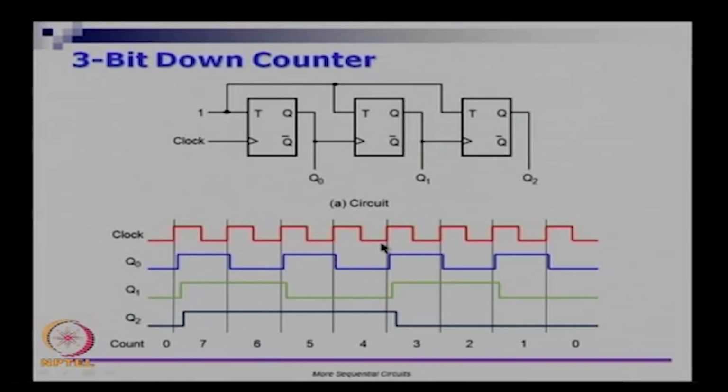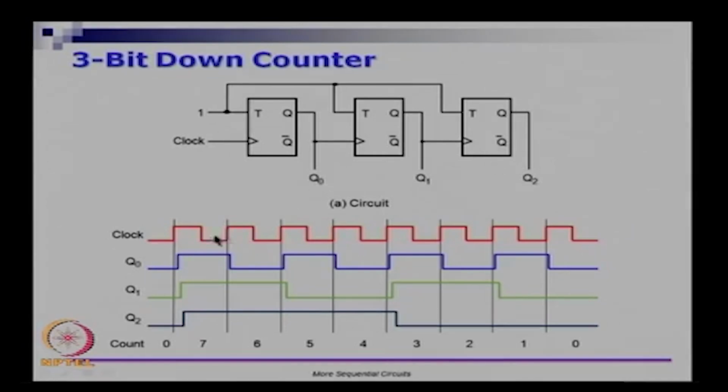Equivalently, we have something called a down counter. A 3-bit down counter is a very minor change. You take the same 3 flip flops and connect all the toggles to 1. This time, instead of connecting Q bar to the clock input, connect Q to the clock input. So we are connecting this Q0 as the clock for Q1, Q1 as the clock for Q2 and so on, and you tap out Q0, Q1, Q2.